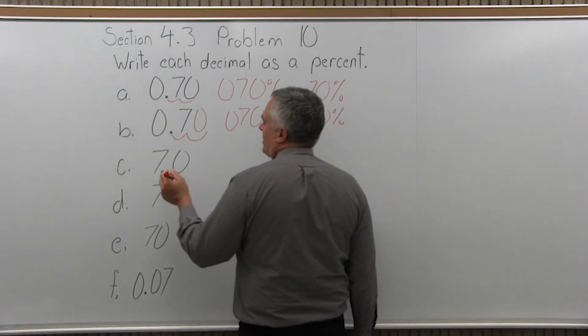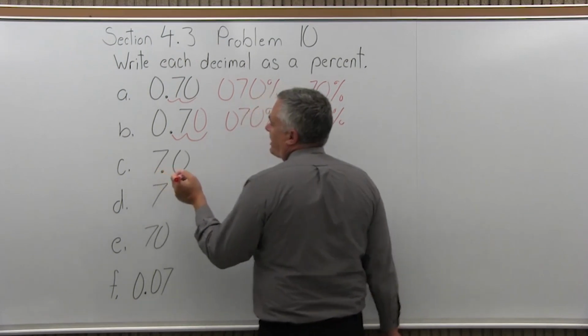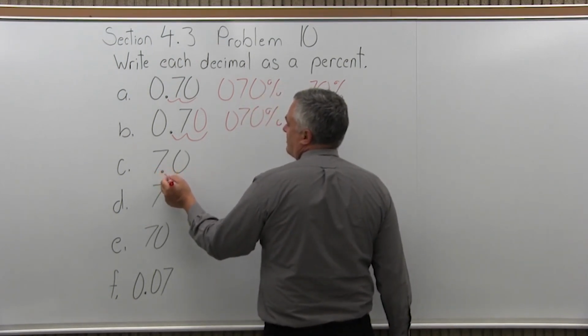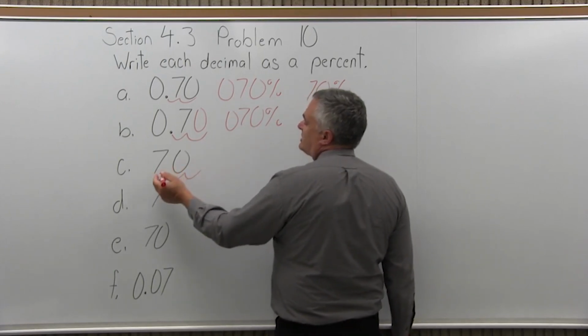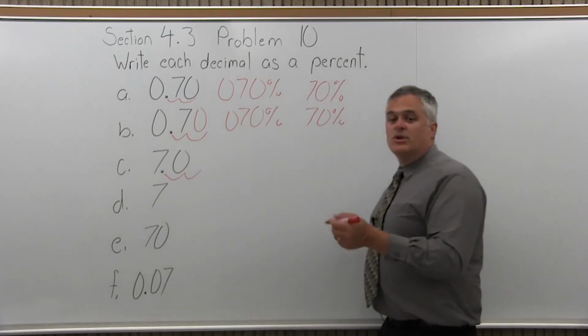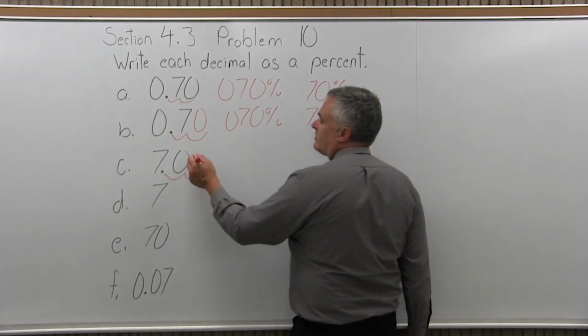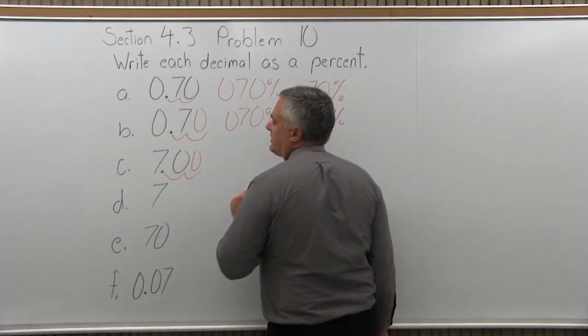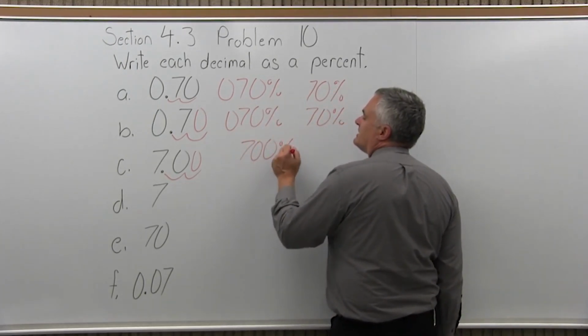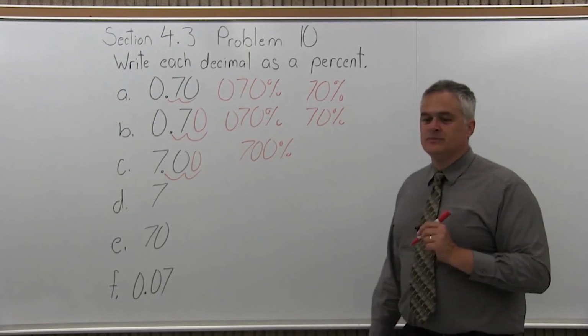C and D are kind of similar. 7.0, write that as a percent. So take the decimal where it's written to make it a percent and move it 2 positions to the right. So the same thing, it starts between the 7 and the 0. You move it 1 spot. You've run out of room. But you can move it another spot. You create a blank, which you fill in with a 0. So 7.0, its percent equivalent is 700%.